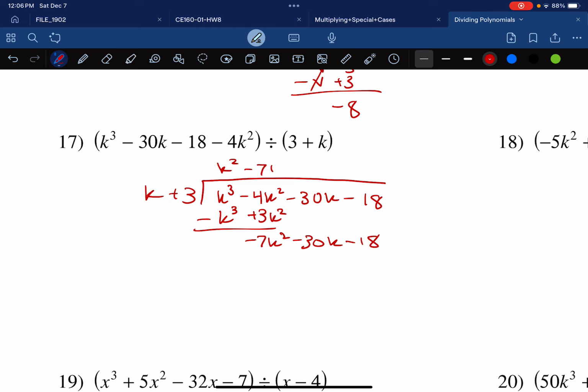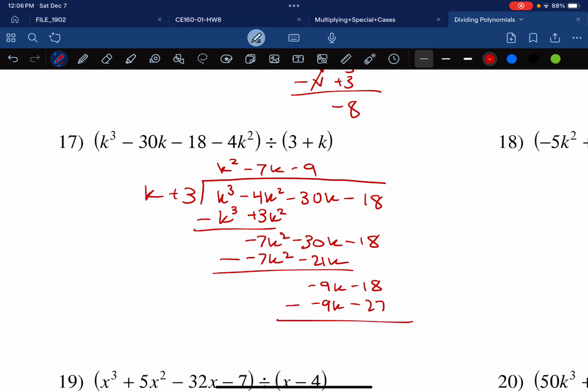Negative 7k times k is going to give us negative 7k squared. Negative 7k times 3 is going to give us negative 21k. When we subtract that, we're going to get negative 9k minus 18. We see up here, we can multiply negative 9 times k is going to give us our negative 9k. And negative 9 times 3 is going to give us our negative 27. When we subtract that, we're going to get a remainder of positive 9.